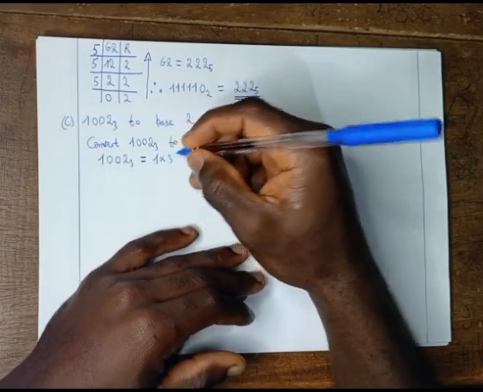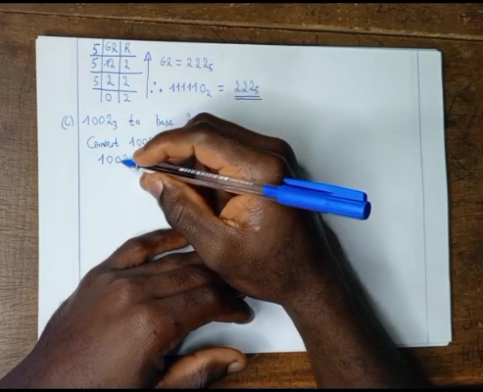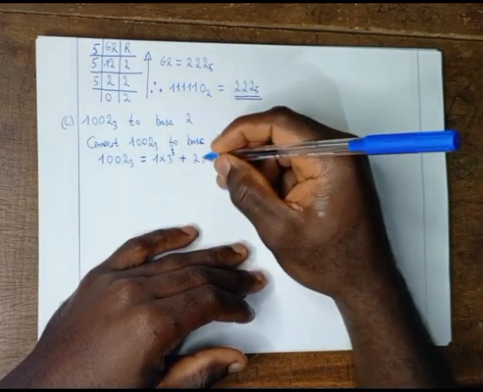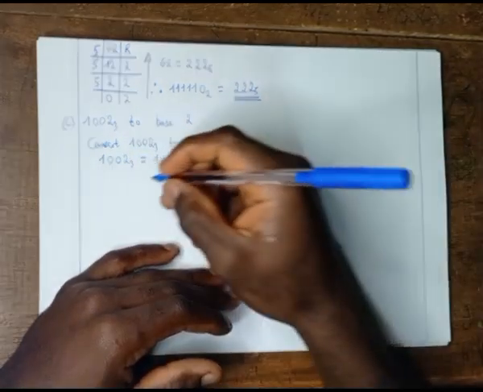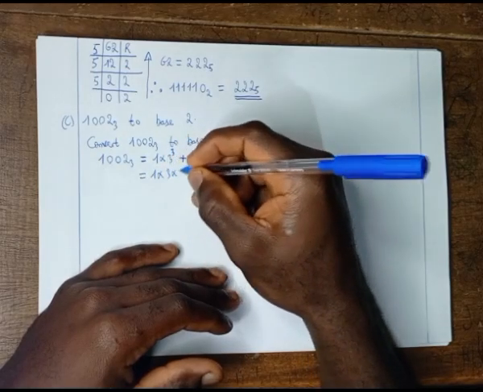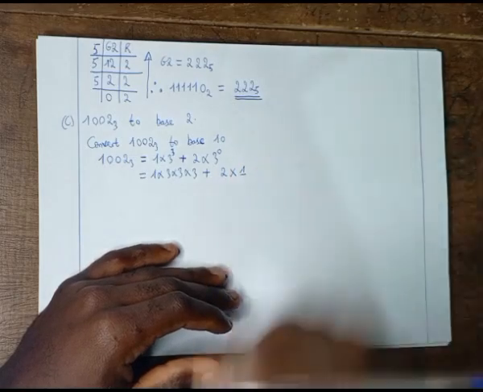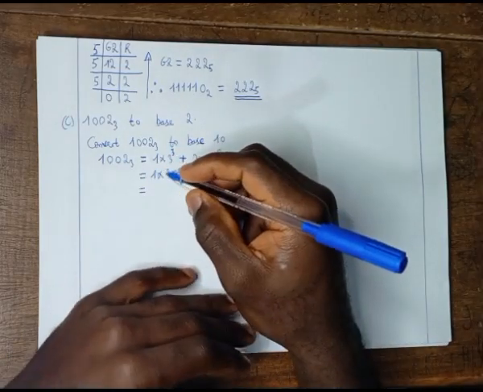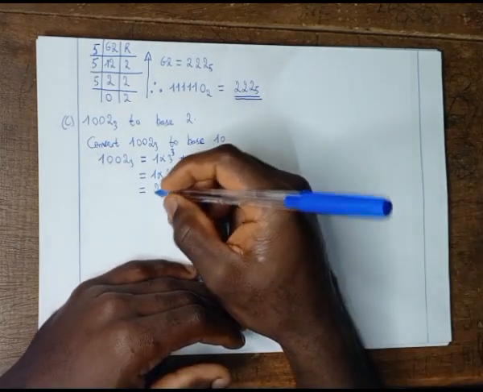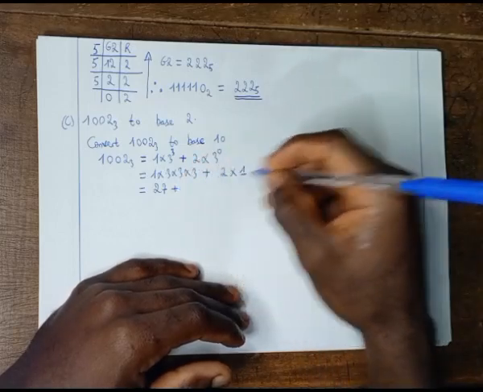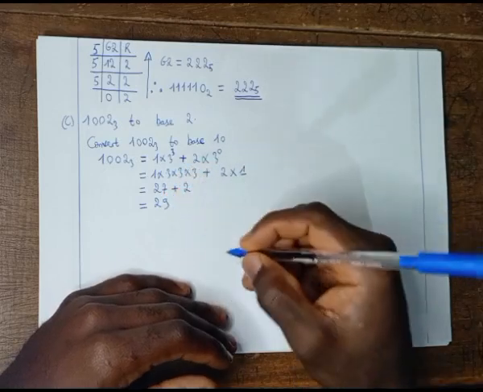We need to expand this number in powers of the base 3. This will give us 1 times 3 raised to the power 3, plus the other digits are 0, so we are going to ignore them, plus 2 times 3 raised to the power 0, because after 2 there is no other digit. This will give us 1 times 3 times 3 times 3 plus 2 times 3 raised to the power 0, which is simply 1. This will give us 1 times 3, which is 3. 3 times 3 gives us 9. 9 times 3 gives us 27 plus 2 times 1 gives 2. 27 plus 2 gives us 29.